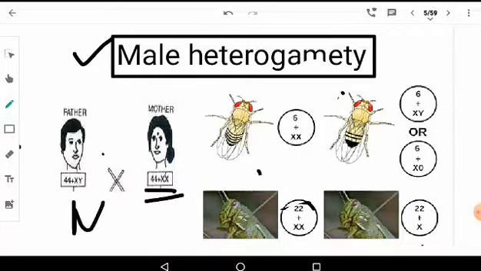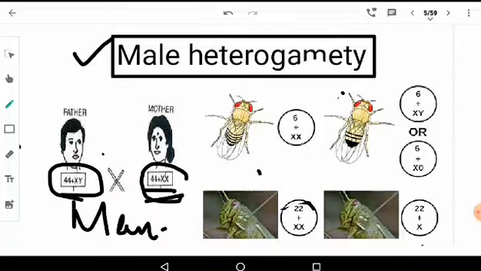The first one is humans. In humans, as you can see over here, the males are going to represent 44 plus XY condition, that is heterogametic condition, and females are going to show XX condition, and that is known as homogametic condition. Now let us see another example.